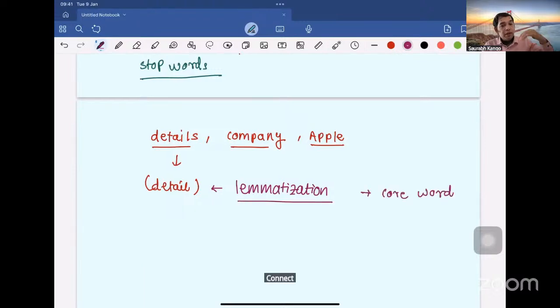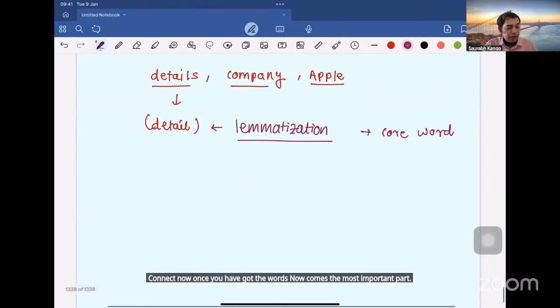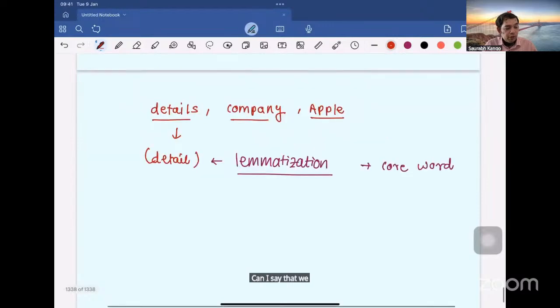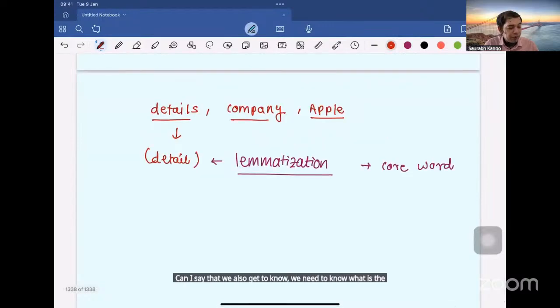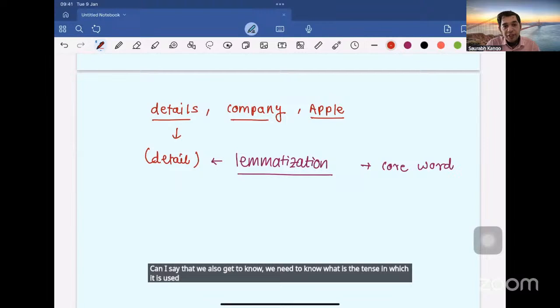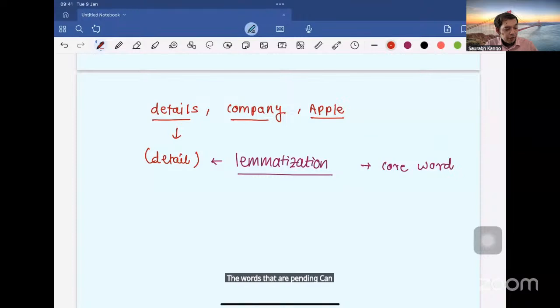Now, once you have got the words, now comes the most important part. Can I say that we also need to know the part of speech in which it is used? Is it a noun? Is it an adjective? Is it a verb? Is it an adverb? For the words that are pending, we need to know their part of speech.